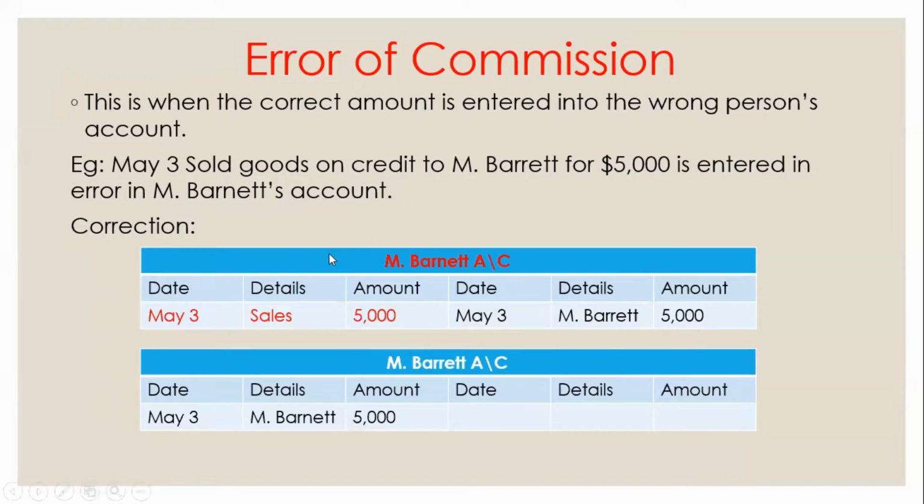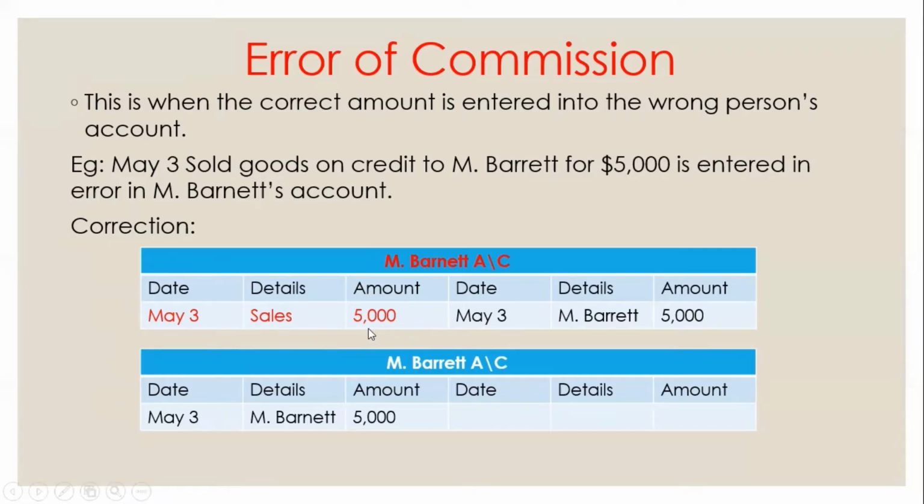So what you actually did was debit Barnett's account. If you look at it here, I put Barnett in red to show that this is not the account that the information should be in, right? So you actually would have debited Barnett's account because you are selling him goods, he's receiving, right? But that would have been an error. Now what you need to do is take this $5,000 out of Barnett's account, right?